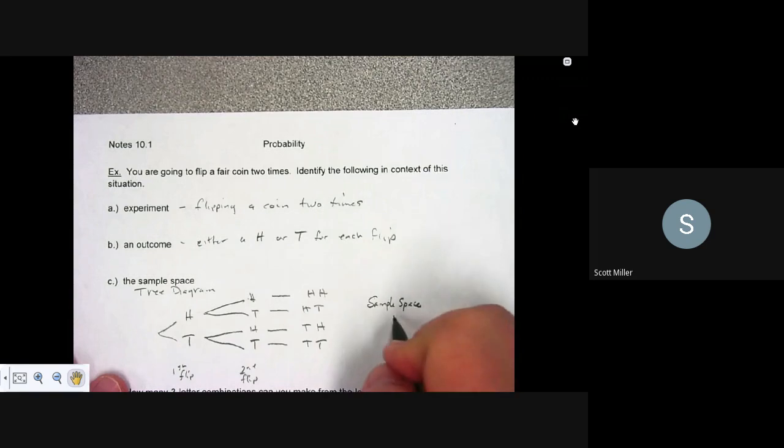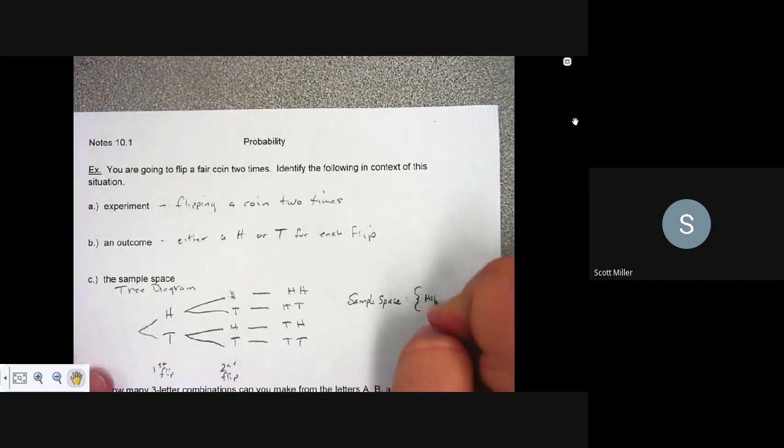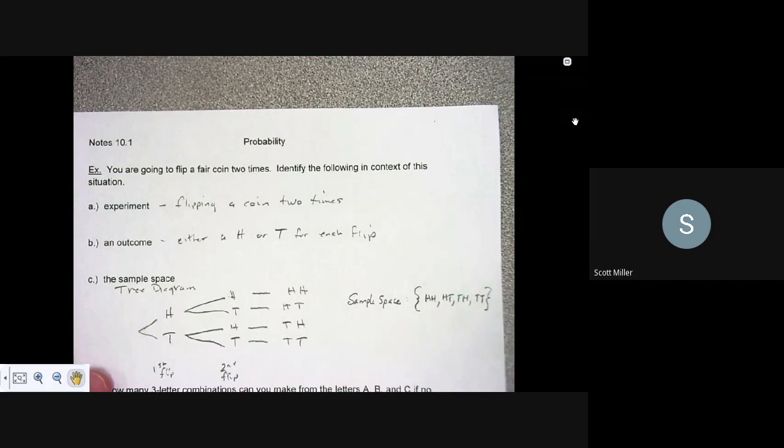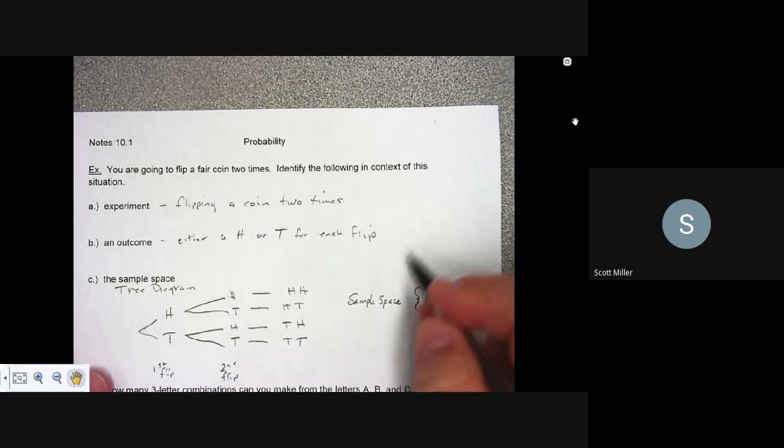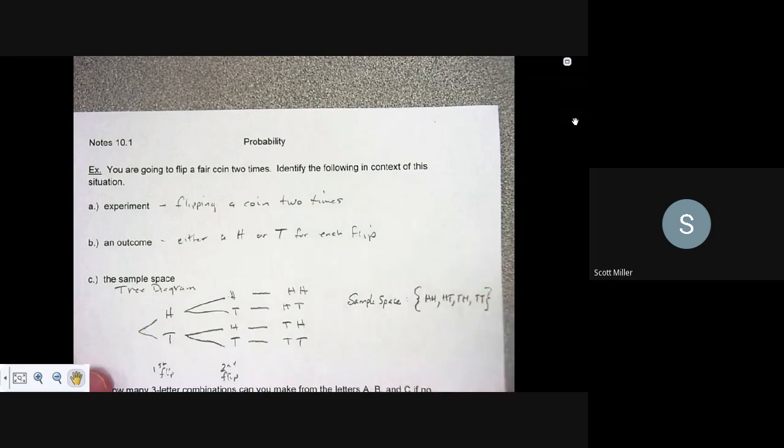And you can write it as, use these curly brackets to represent a set. And you just list it out, HH, HT, TH, TT, and there you go. That is your sample space, the set of all possible outcomes. And these little curly brackets mean the set of.